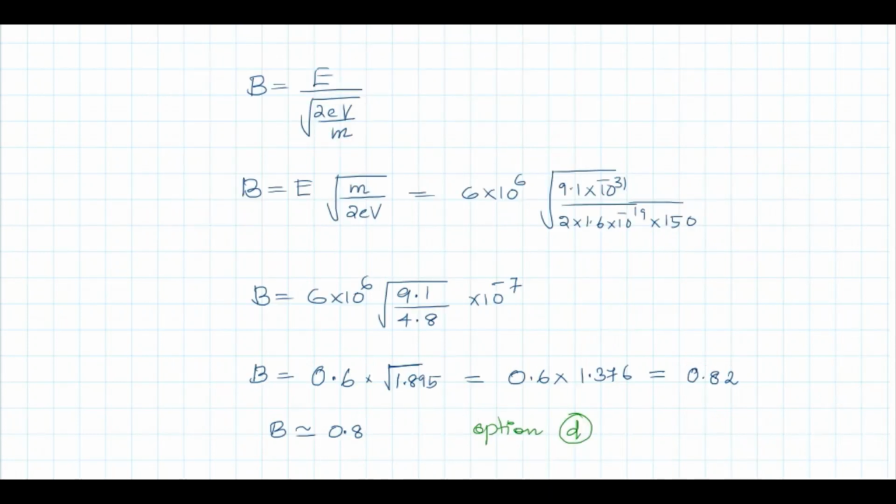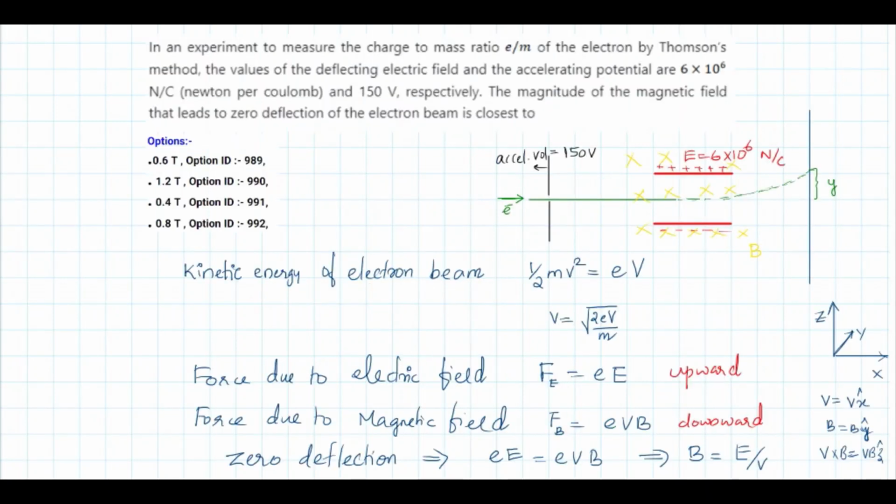Substituting that, B is equal to the electric field times the square root of m divided by 2eV, where m is the mass of the electron, 9.1 × 10^-31, and e is the charge of the electron, 1.6 × 10^-19. The electric field and potential are given. Substituting these values, you will get B approximately equal to 0.8. So in the given options, the last option is correct. I hope the idea is clear.